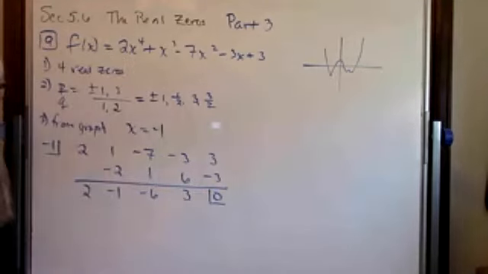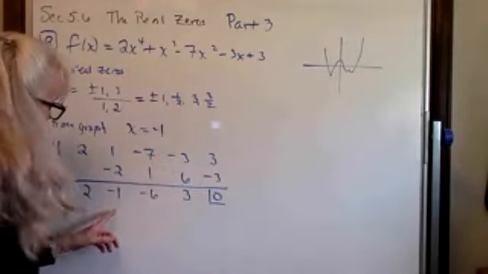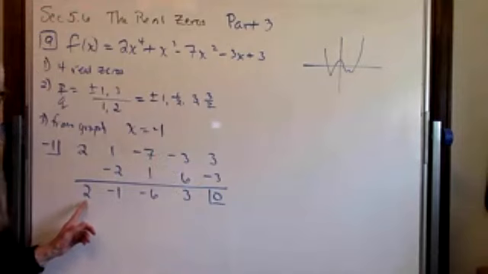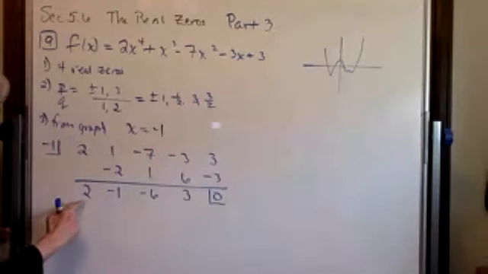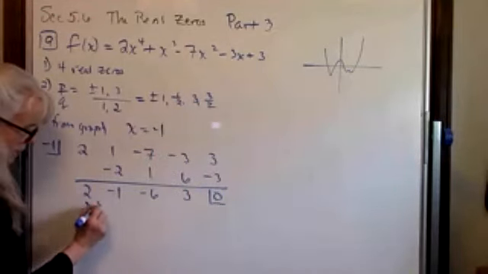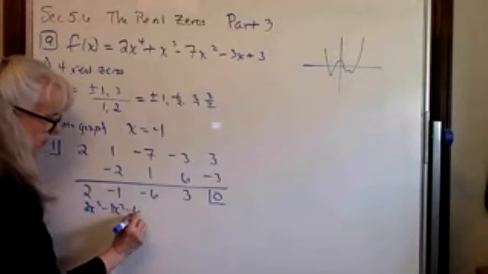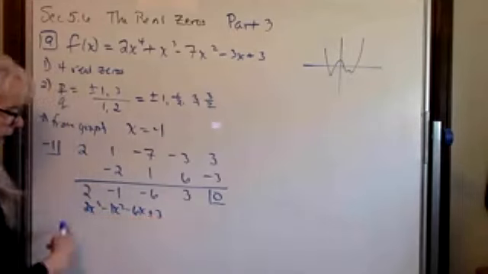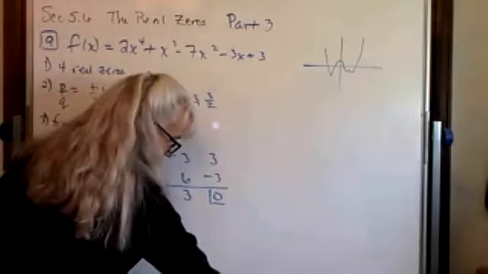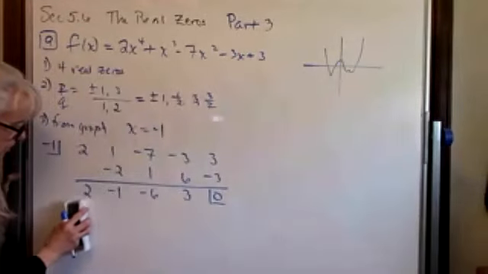The difficulty is this was a 4th degree. So our depressed equation down here is a 2x to the 3rd. So this term right here would be 2x cubed minus 1x squared minus 6x plus 3. Okay, that doesn't work for me. I need to get it down to a quadratic so I can use my traditional factoring methods.